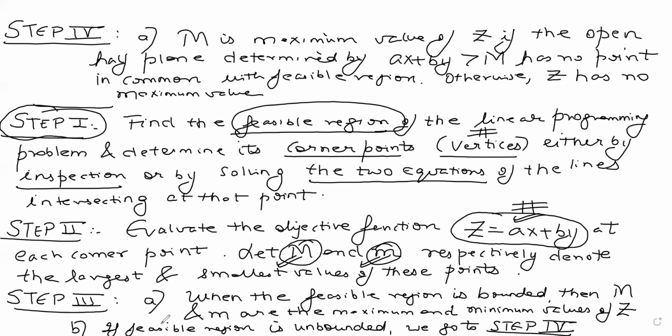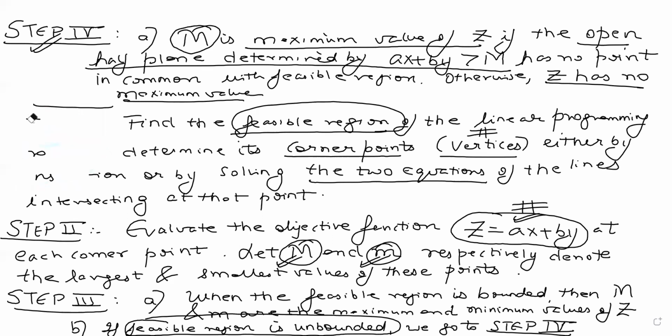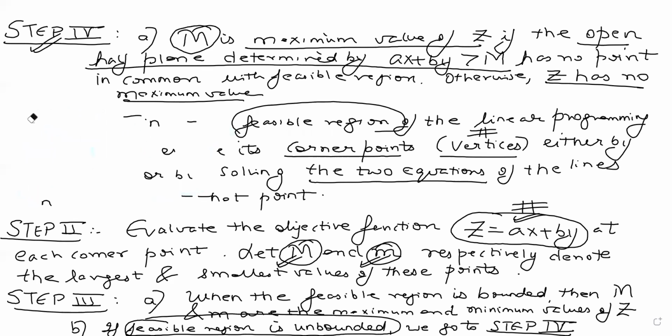So guys, when my feasible region is unbounded, I am going to go to step 4. Within step 4, I will call capital M the maximum value of the objective function Z only if the open half plane determined by ax plus by greater than M has no point in common with the feasible region. But if it has a point in common with the feasible region, then Z is not going to have the maximum value. Similarly, within step 4, I can write the second point, which is for the minimum value.